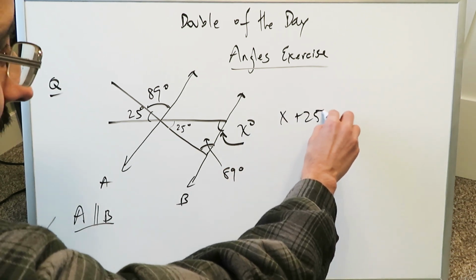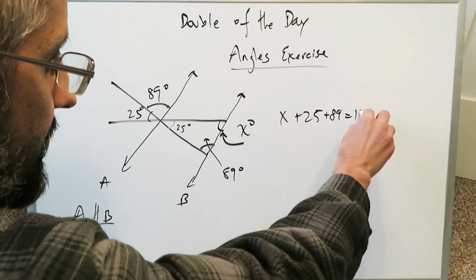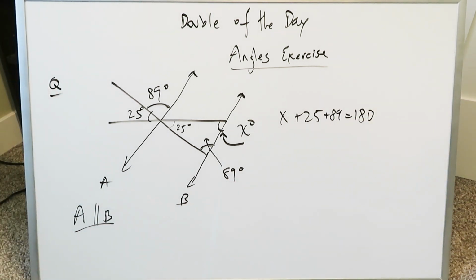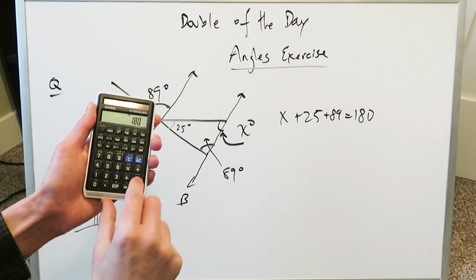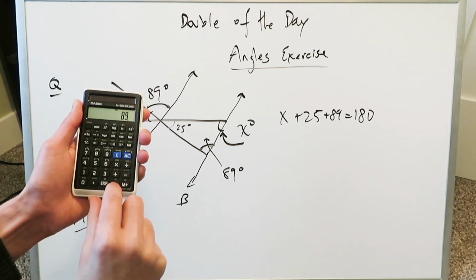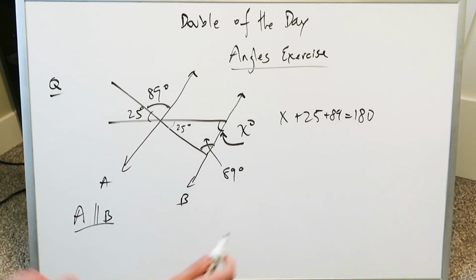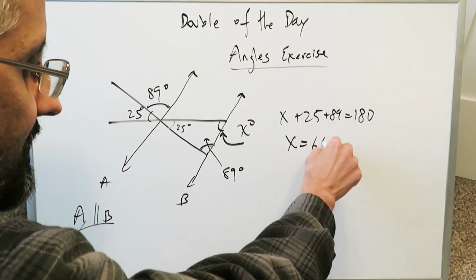X plus 25 plus 89. The sum of the internal angles of a triangle equals 180, and from there you can get to your answer. Just do 180 minus 25 minus 89 and you'll have 66 degrees. X will be equal to 66 degrees.